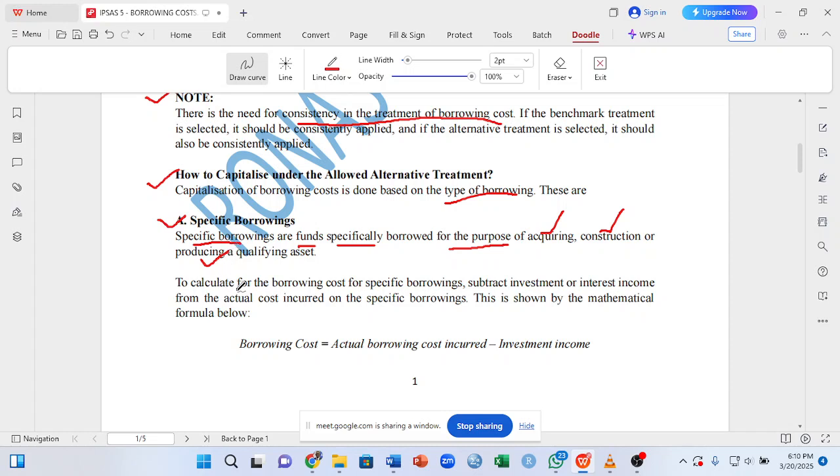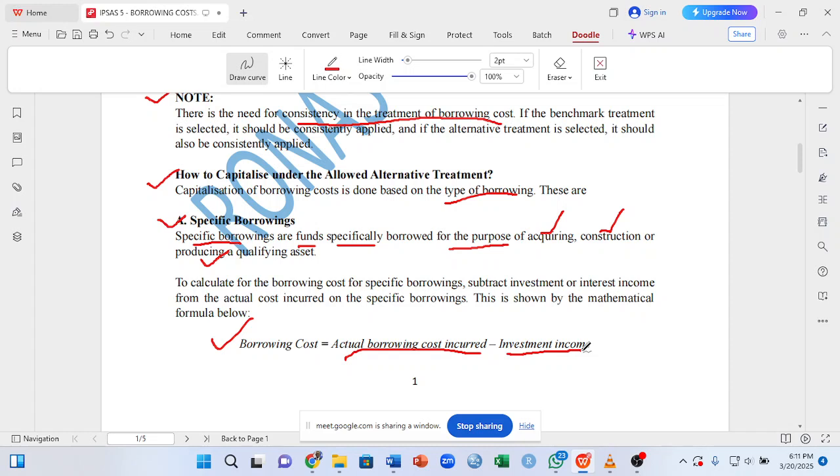Now let's dive into the calculation. For specific borrowing, the borrowing cost to capitalize is the actual borrowing cost incurred minus the investment income. The actual borrowing cost incurred is the total borrowing cost that relates to the qualifying asset.